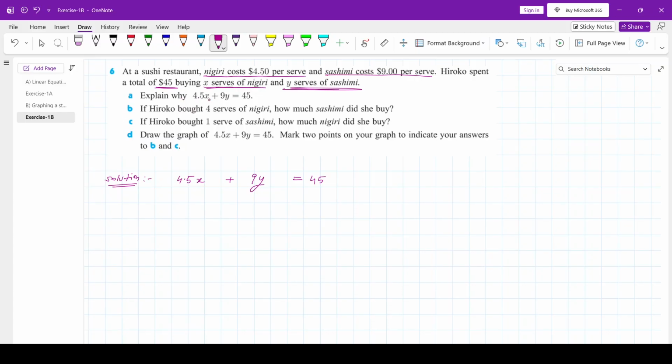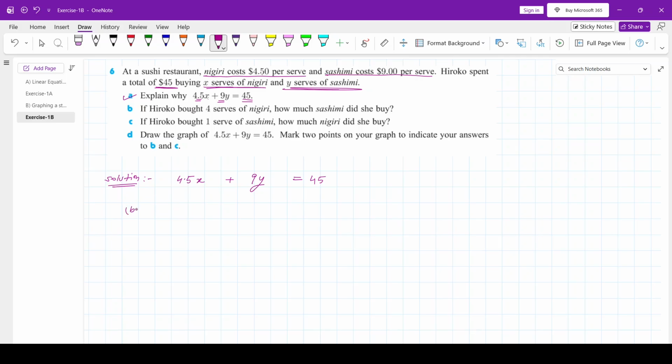Explain why 4.5X plus 9Y is equal to 45. In the explanation we can say that the price of each serving of nigiri is 4.5, that's why we multiply 4.5 with X. And the price of each serving of sashimi is $9, that's why we multiply 9 with Y, because Y is the quantity of sashimi. And the question also tells us that the total cost is $45. So that is why we can say that this equation holds true.